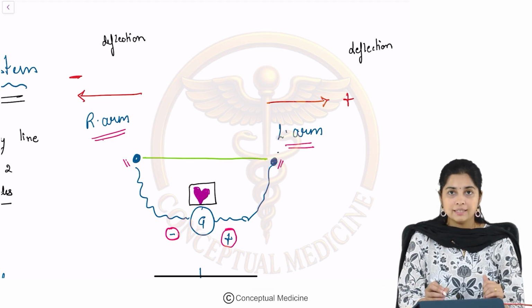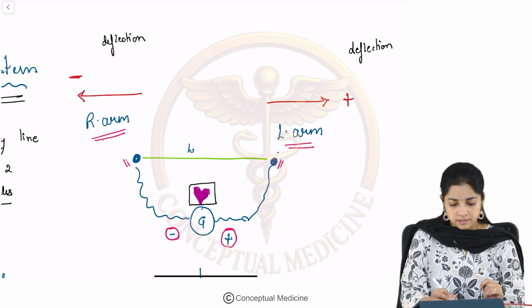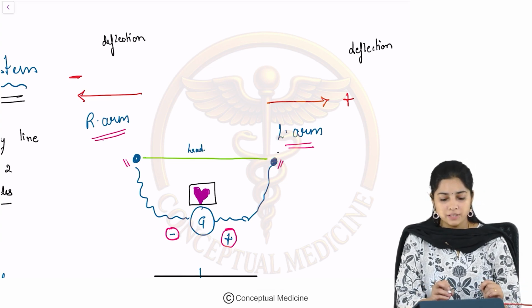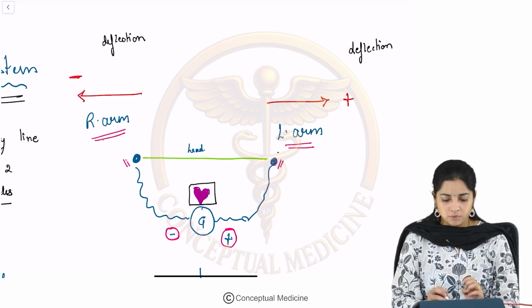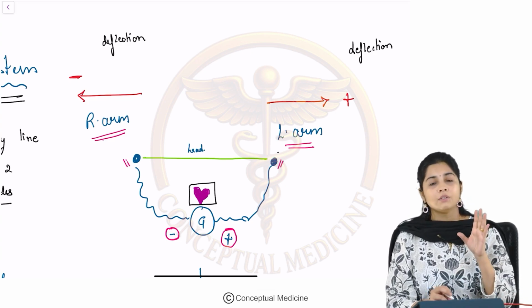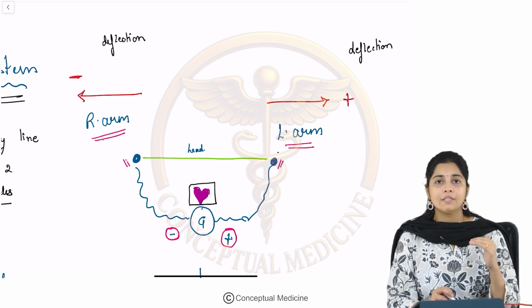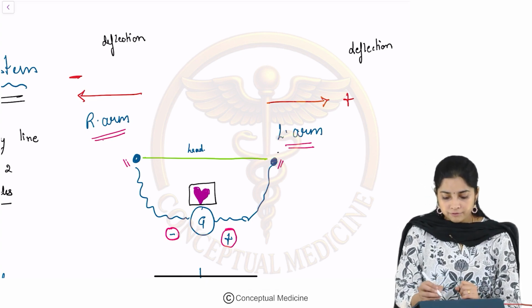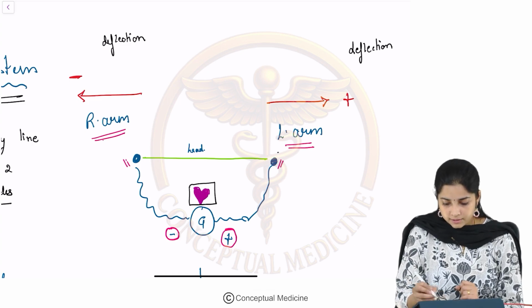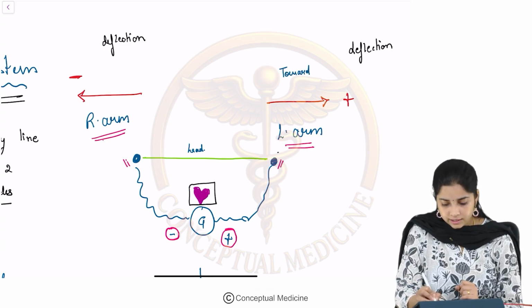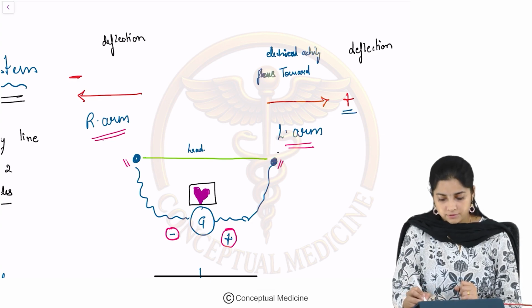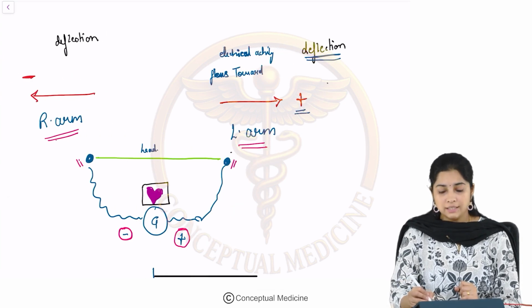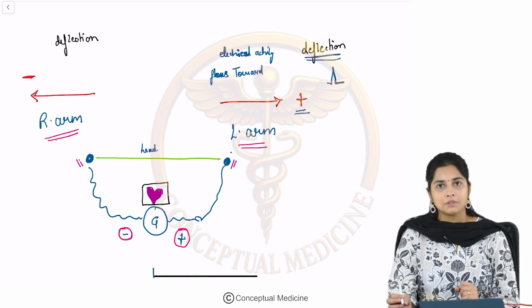The net electrical activity between these two electrodes is denoted by a lead. So, this is what a lead is. Now, we all know from basic physics that electrical activity is denoted by a vector, and a vector has a direction. If the electrical activity flows towards the positive electrode, then this will be detected as a positive deflection on that particular lead.